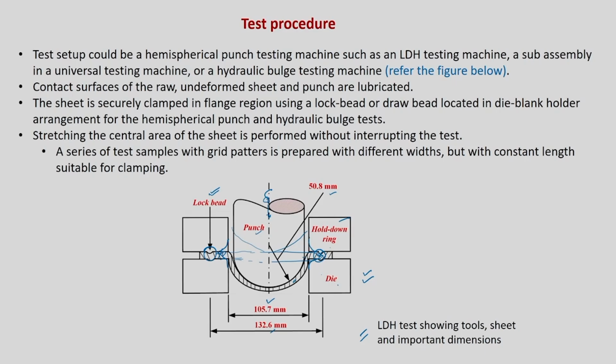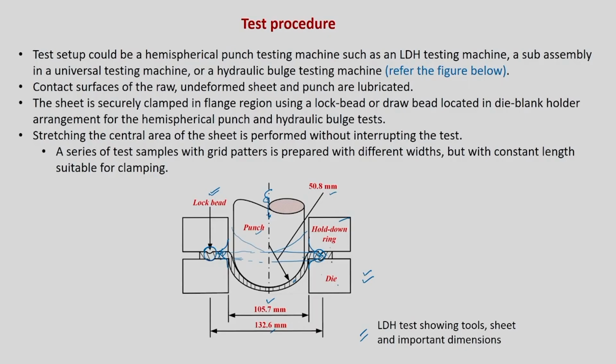So the point here is there are some machines already available, or you can install this setup in your UTM, or you can use a double action hydraulic press where this type of tools can be installed. If there are already available machines, they are meant only for this kind of experiment. A double action hydraulic press means a general purpose double action hydraulic press. One action is to hold the sheet using the blank holder, and then the punch will come separately. That's the second action, and then the sheet will be deformed.